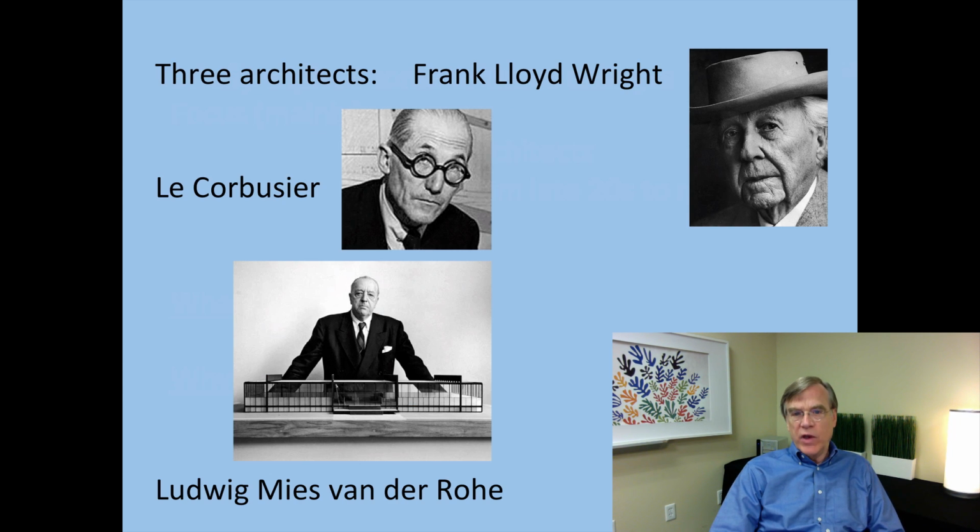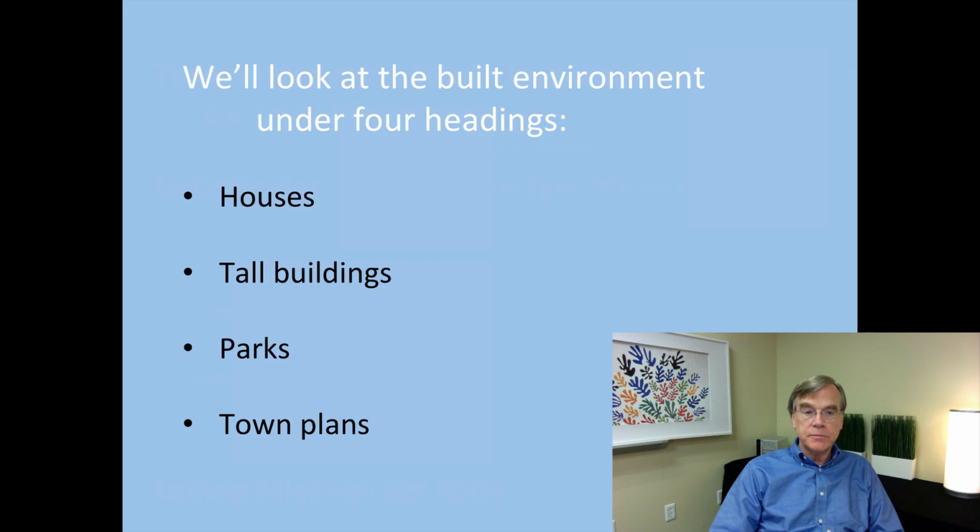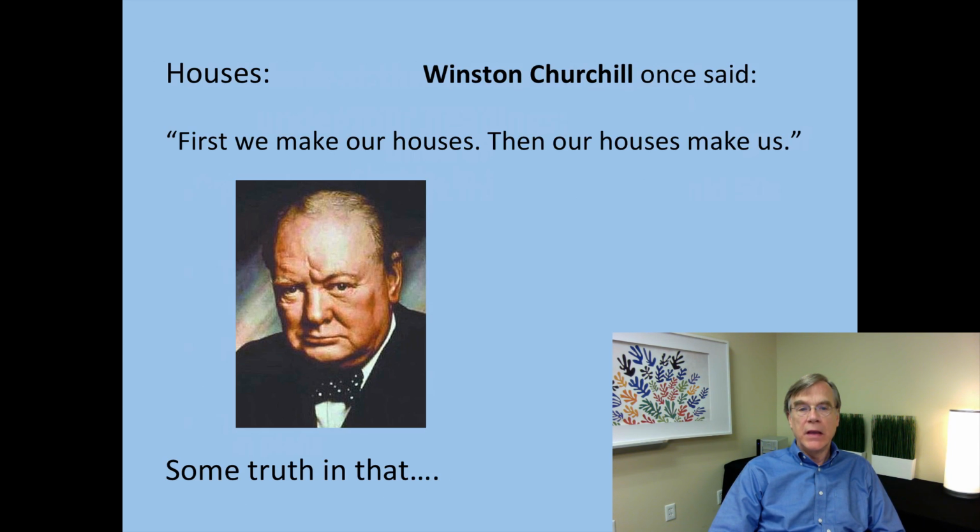The three architects in question are Frank Lloyd Wright, an American from the Midwest who eventually opened up an office and built a home in the Phoenix area, Le Corbusier, a French architect, and finally Ludwig Mies van der Rohe, a German architect who moved to Chicago in the mid-30s. We're going to look at the built environment under four headings: houses, tall buildings, parks, and town plans.